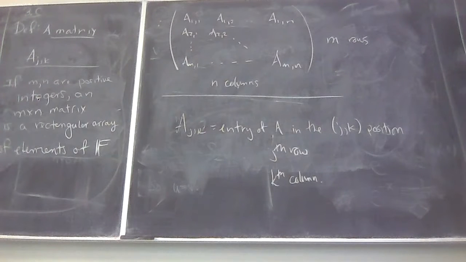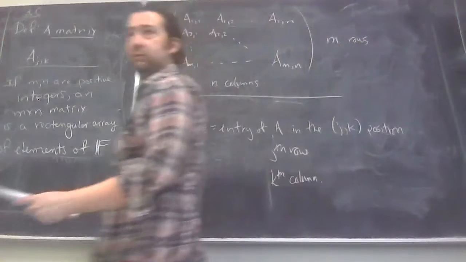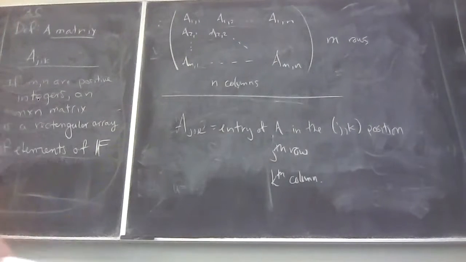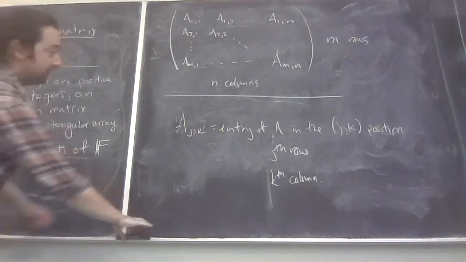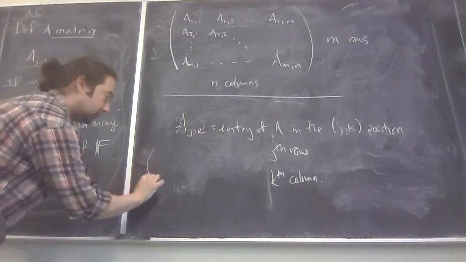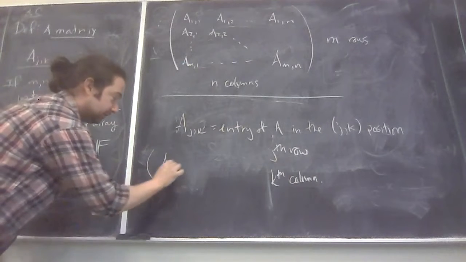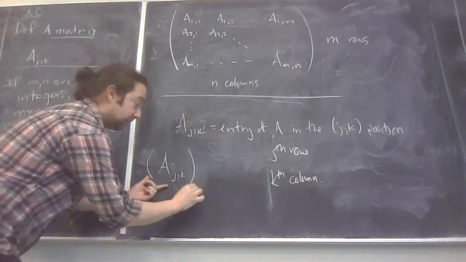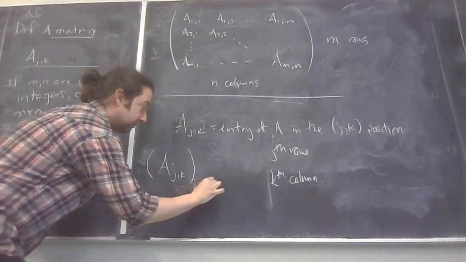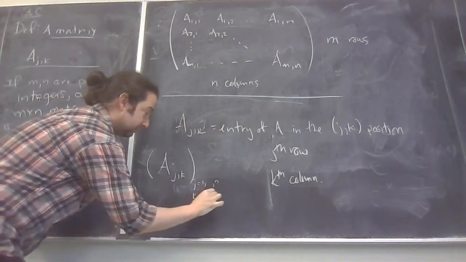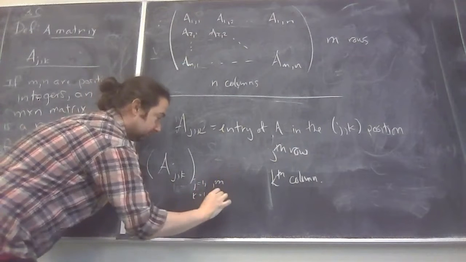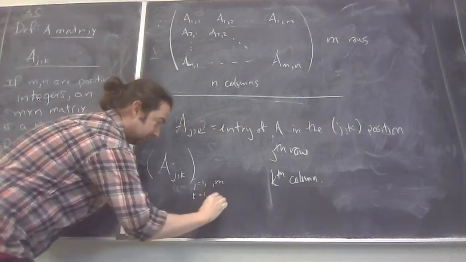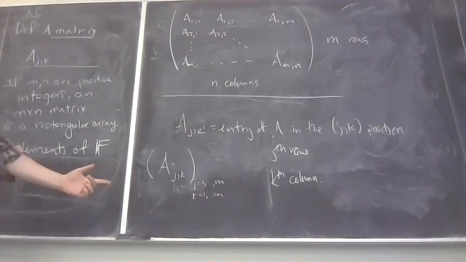The reason we use this notation is because it's obnoxious to write matrices down in array form every time we write it. The typical way of writing a whole matrix is to surround the entry with parentheses, and I mean the entire array. And I could tell you J goes from 1 to N, and K goes from 1 to M. So this is another notation you might see for matrices.